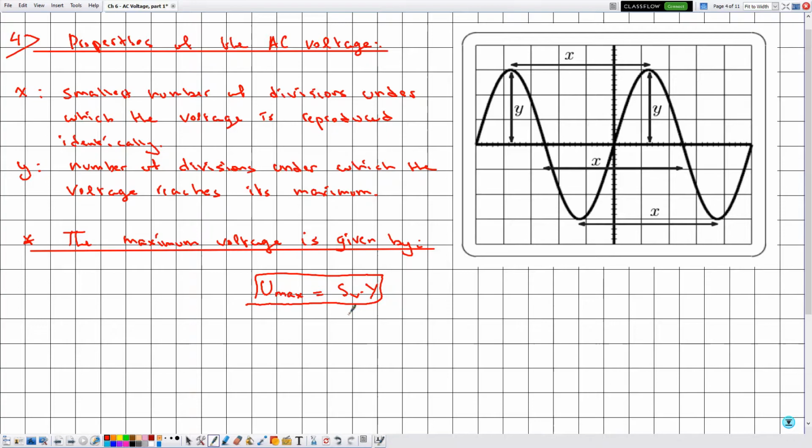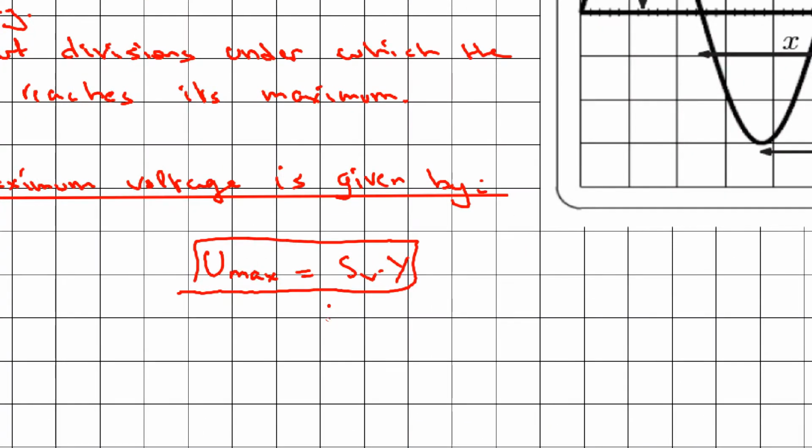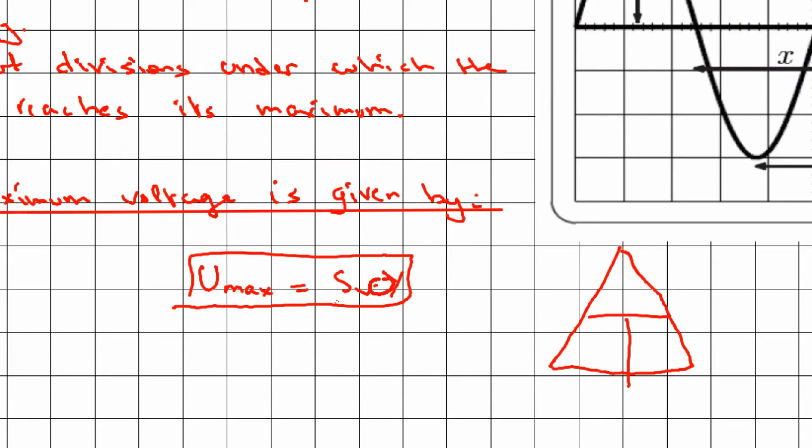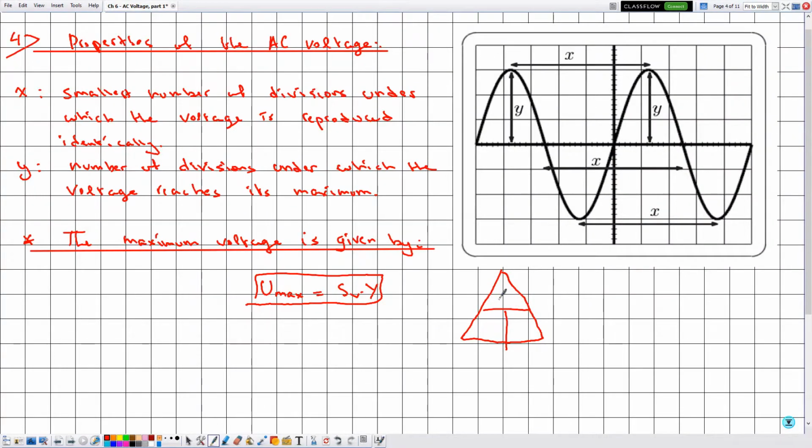So this is the same formula that we have seen in the case of the DC voltage source, and for any formula in physics consisting of three variables, we can construct a triangle. So here, because we have multiplication, U max will be at the top, and SV and Y are at the bottom.